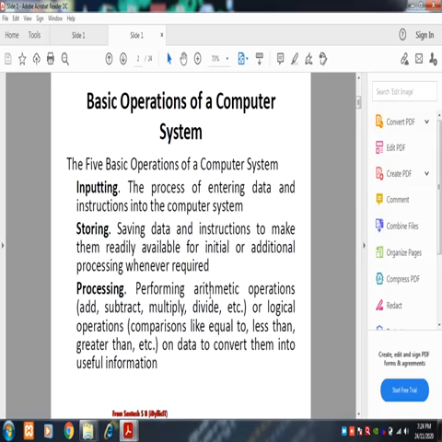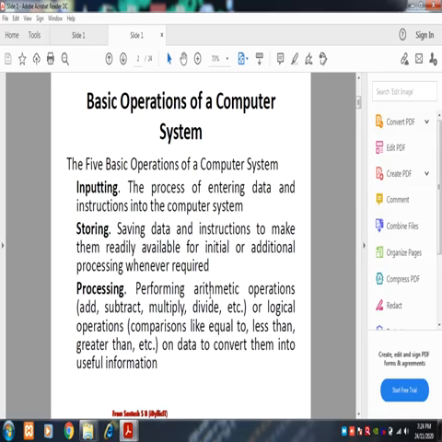Storing. Okay, so next is what? Processing. What do you mean by processing? Processing means whatever input you are given, or whatever data you have stored somewhere in your computer system, you have to process that.